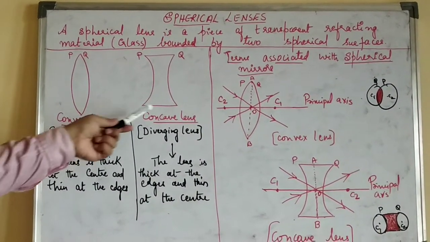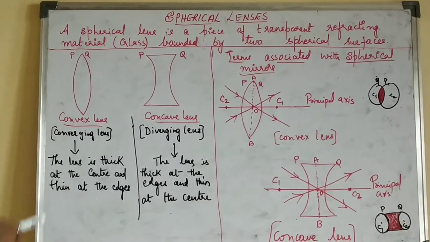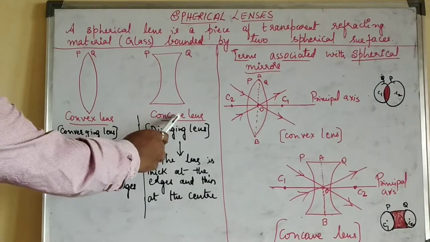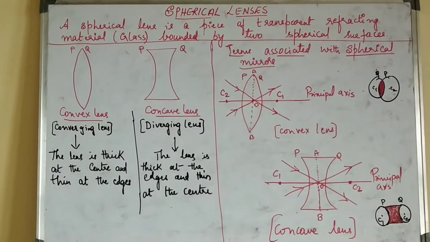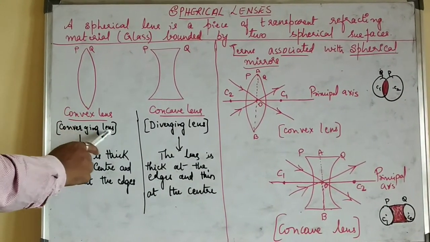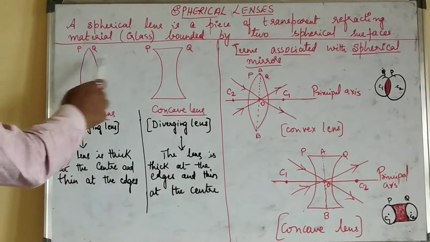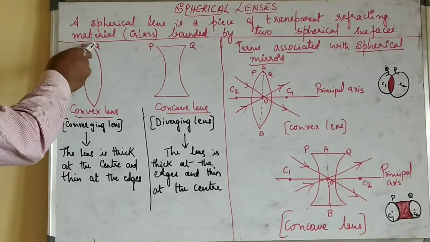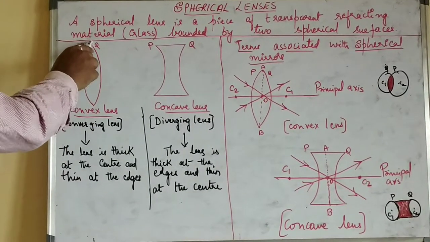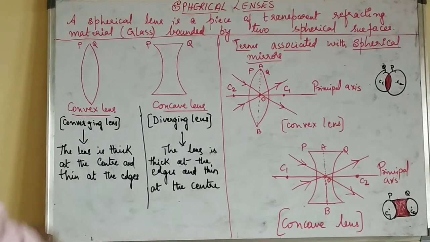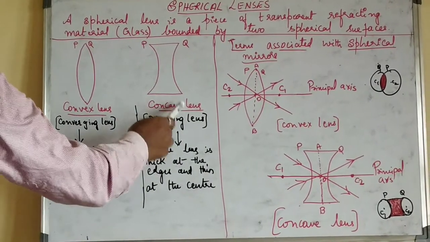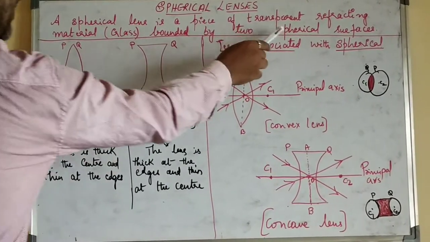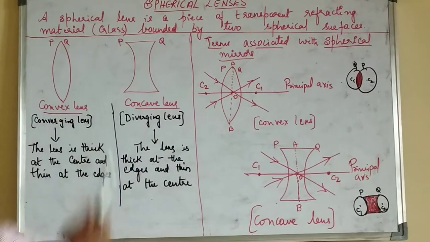In these spherical lenses, you have two types. One is the convex lens, the other one is the concave lens. You can see here the symmetry, or the shape, of the convex lens, and the symmetry of the concave lens. Now you can see in both the lenses you have two spherical surfaces. One is P, one is Q. In the convex lens, P is one spherical surface and Q is one more spherical surface. Similarly, in the concave lens also, P is one spherical surface, Q is one more spherical surface. That's why you have two spherical surfaces.